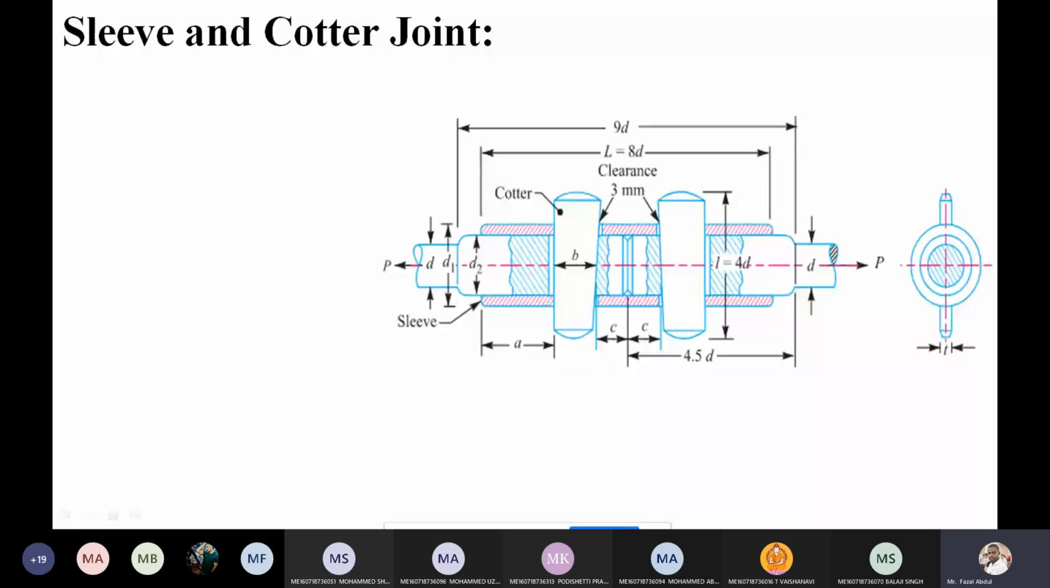From this end, one shaft is inserted. From this end, the other shaft is inserted. After insertion, whenever the common slots are matched, the cotter is inserted here. This cotter has a rectangular cross section, with some width and some thickness as per our design requirement. Now coming to the design procedure.